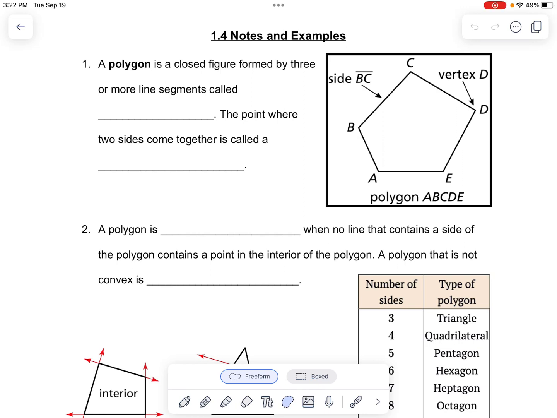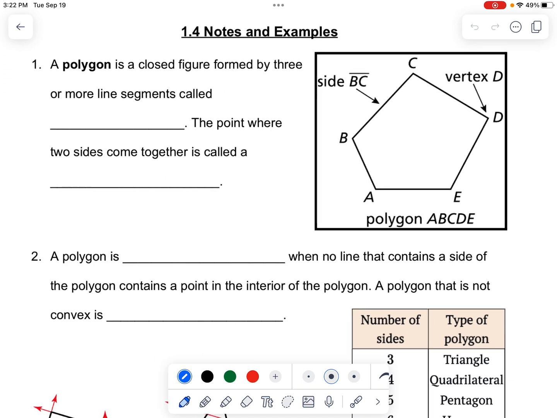This is our video for the 1.4 section notes and examples. Starting at the beginning here, we got some definitions.